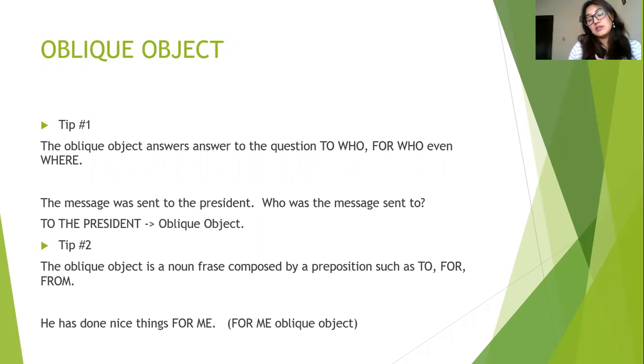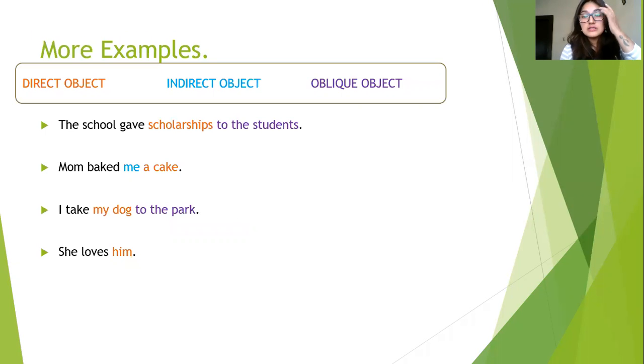In this case, at the end of the sentence, we have for me. Not only me, but for me. And just because of the preposition, we understand that for me is the oblique object. Now, let's see some extra examples. In this case, you are going to have in orange the direct object, in blue the indirect object, and in purple the oblique object. So, the school gave scholarships: scholarships is the direct object related to the verb gave, and to the students is a noun phrase starting with the preposition to, so that is the oblique object.